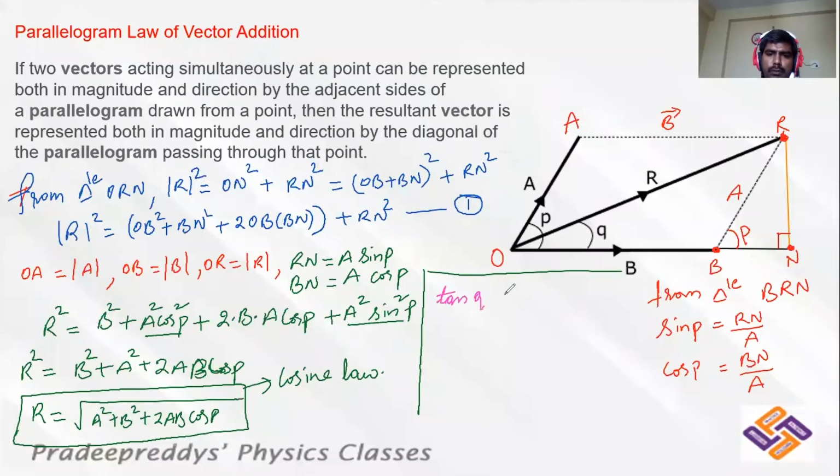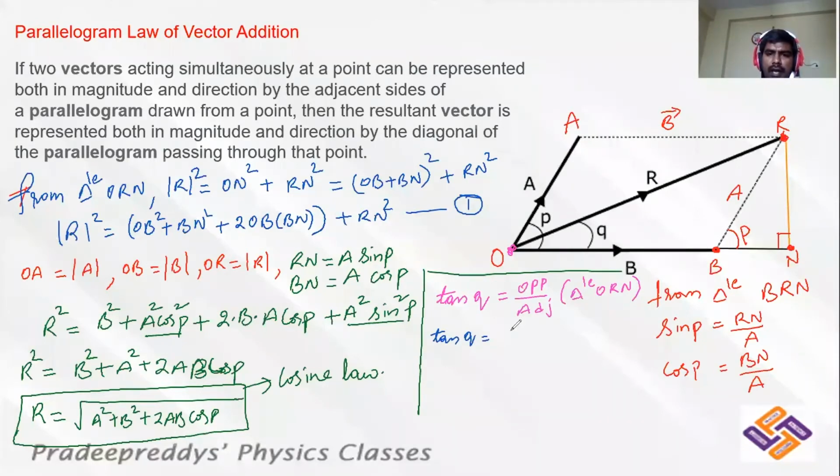Tan Q is equal to opposite side divided by adjacent side in triangle ORN. So take this bigger triangle O, R and N. This is a right angle triangle, right? So for this right angle triangle, I can write tan Q is equal to opposite by adjacent side. So from there, I'll simply represent tan Q is equal to, what is the opposite side?